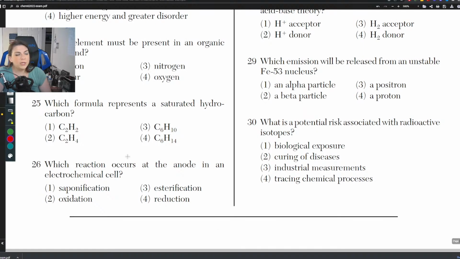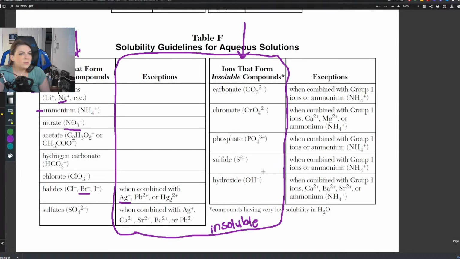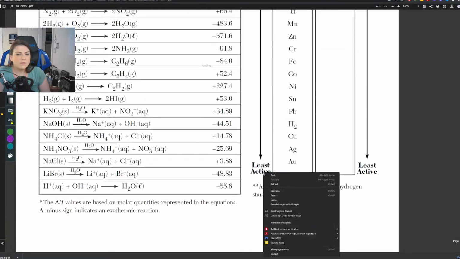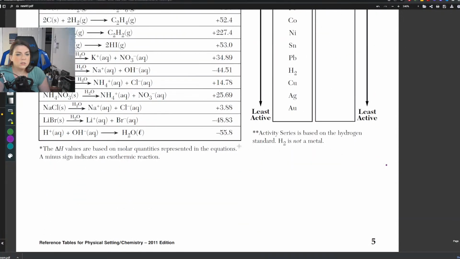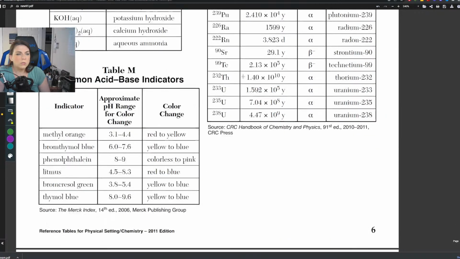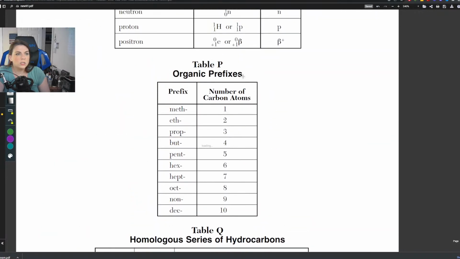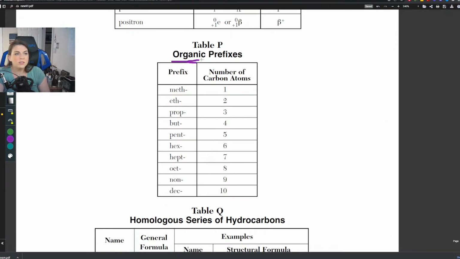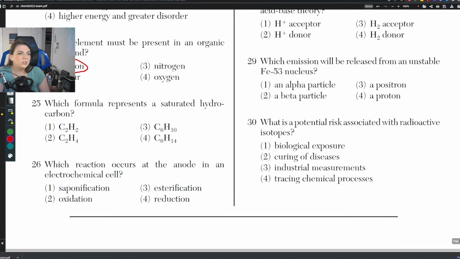24. Which element must be present in an organic compound? I hope that you know that that's carbon. On the reference tables, we would see a little bit of that, right here, organic prefixes related to carbon atoms, just in case your brain just melts in the middle of the test. Because mine does. You should see how I am at the end of the stream compared to the beginning of the stream.